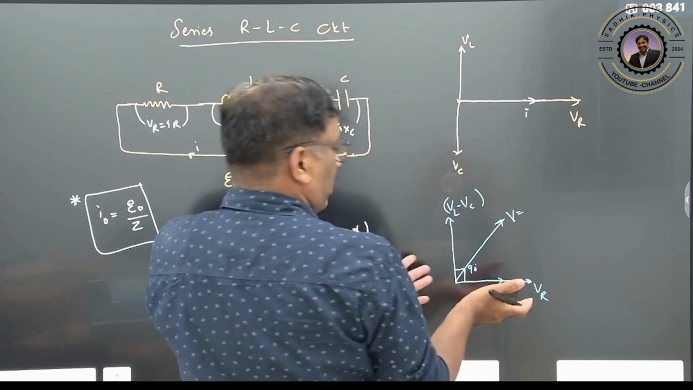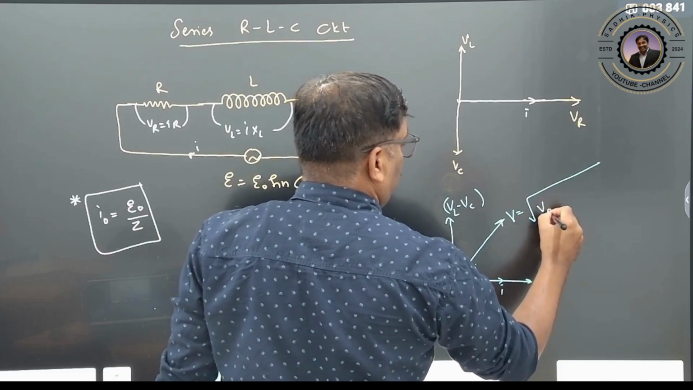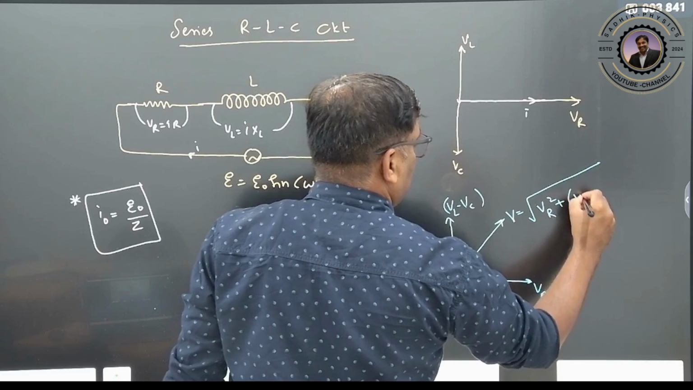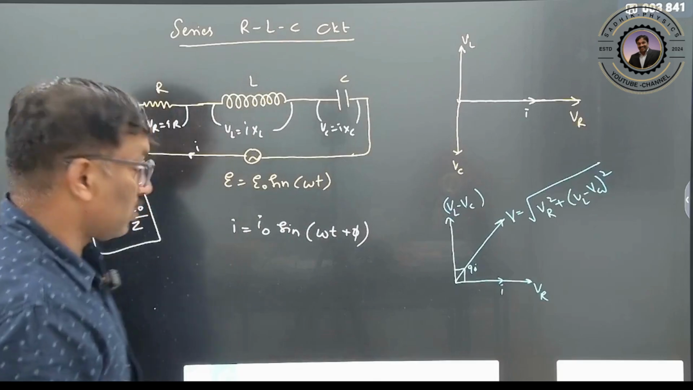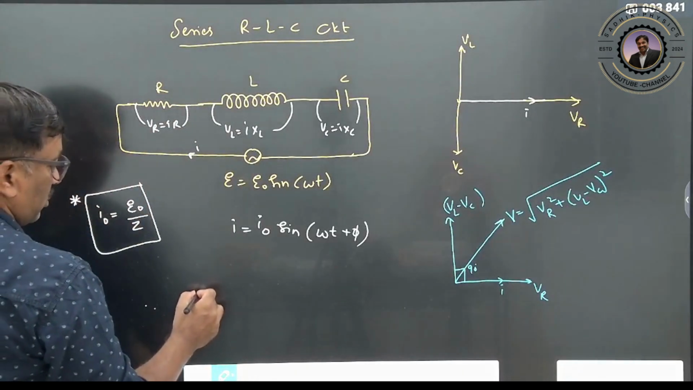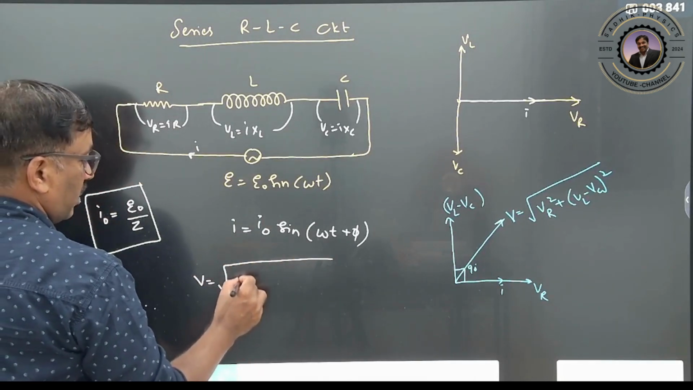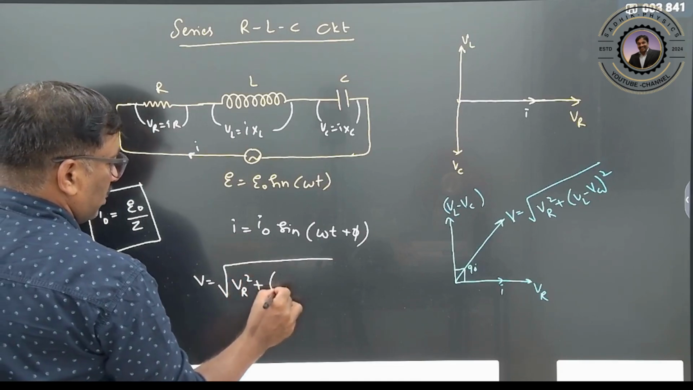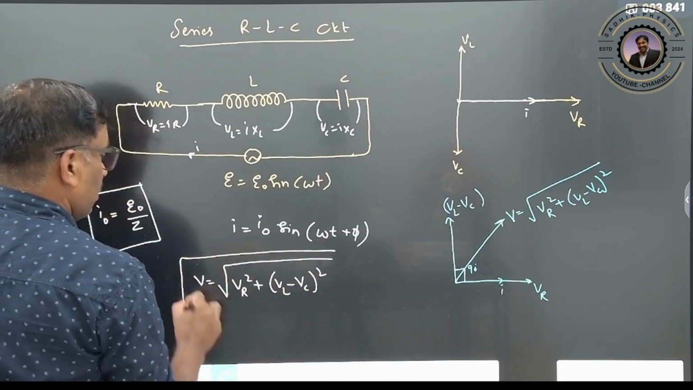Like the parallelogram law, you can write it as root of VR square plus VL minus VC whole square. In this way you can calculate the potential difference across this. V is equal to the root of VR square plus VL minus VC whole square. This is your potential difference.